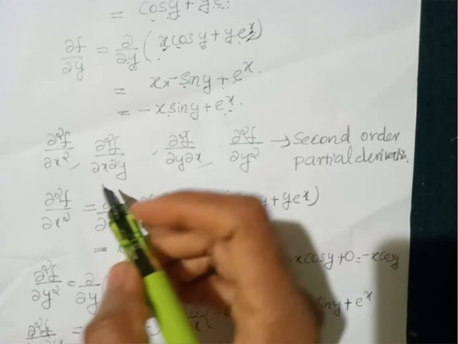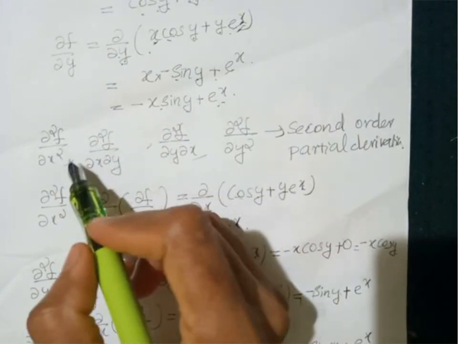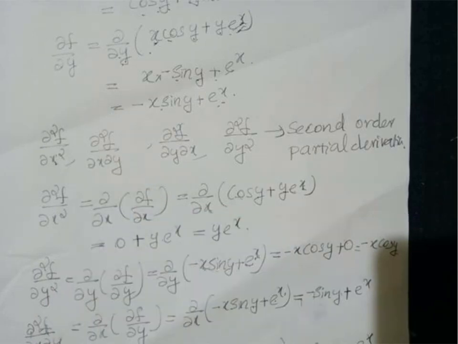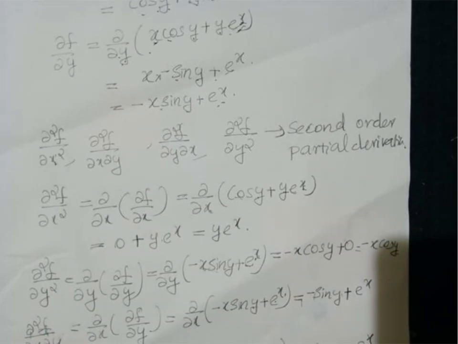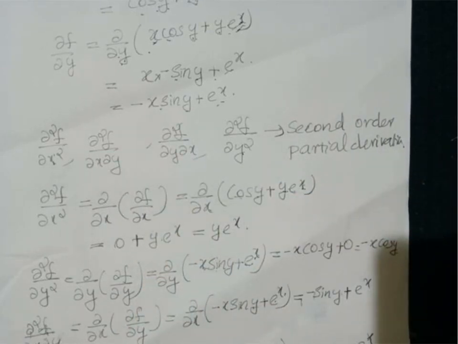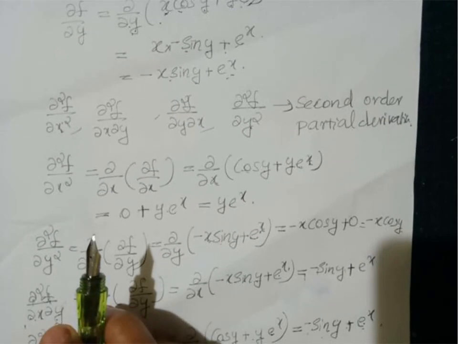So the second order partial derivatives are dou square f by dou x square, dou square f by dou x dou y, dou square f by dou y dou x, and dou square f by dou y square. These are the second order partial derivatives.